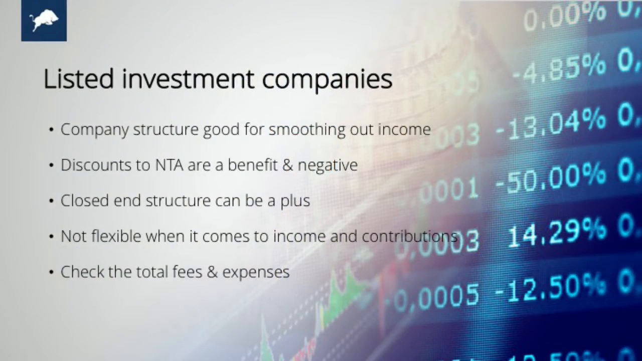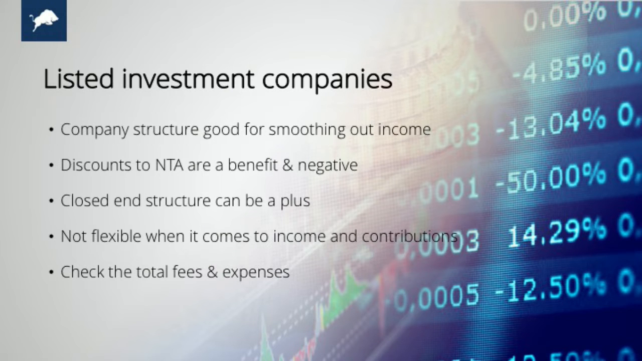Now, moving on to listed investment companies, and the word company here is really important, okay, because the company means it's a closed-ended structure, but also the company means that it can actually smooth out dividends and income for you. Now, an ETF and a managed fund, because they're unit trusts, need to pay out all income earned, okay, to their members. Now, a listed investment company can retain profits in its profit reserves and look to pay them out over a number of years, so they don't have to pay everything out at once.